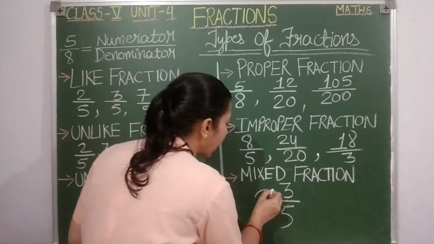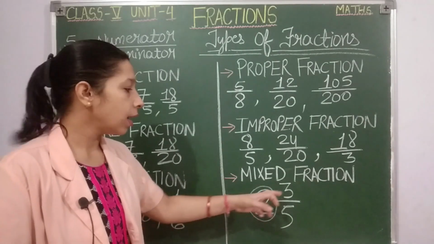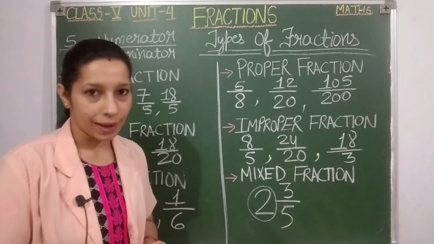It shows that this fraction has 2 complete. That's why we are reading it as 2 whole 3 by 5 or 2 whole 3 upon 5. Such a type of fraction is known as a mixed fraction.